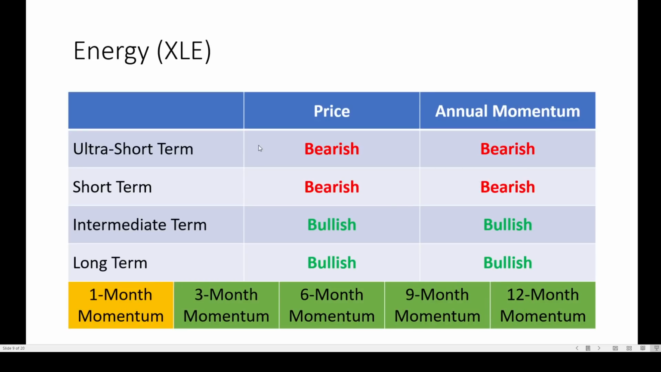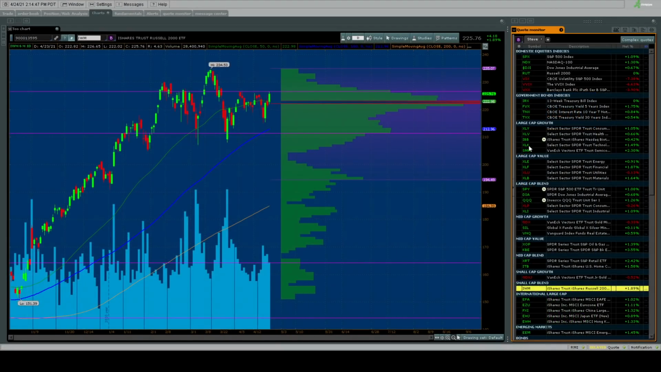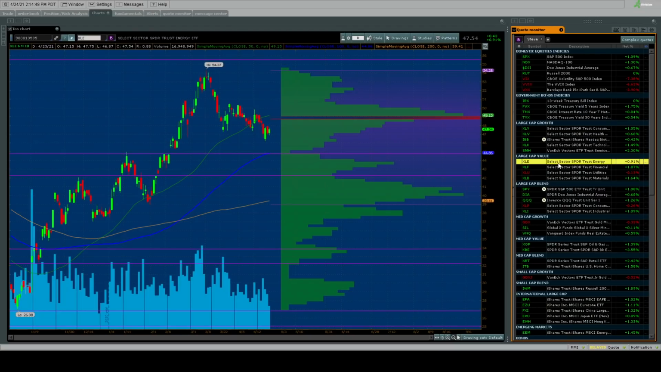One month momentum is negative and rising. Let's take a look at XLE, and we'll do a bonus look at crude. And this is interesting. It never got to the point where I thought it might and ran into sellers, but now look, it's below its 50-day moving average. That's not a positive sign.